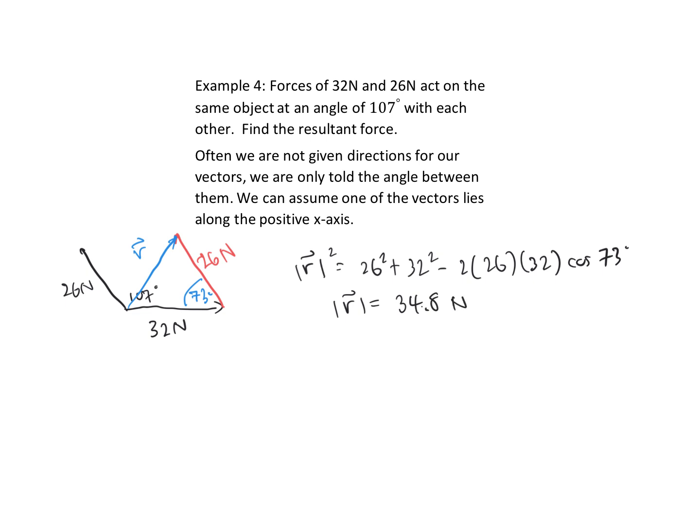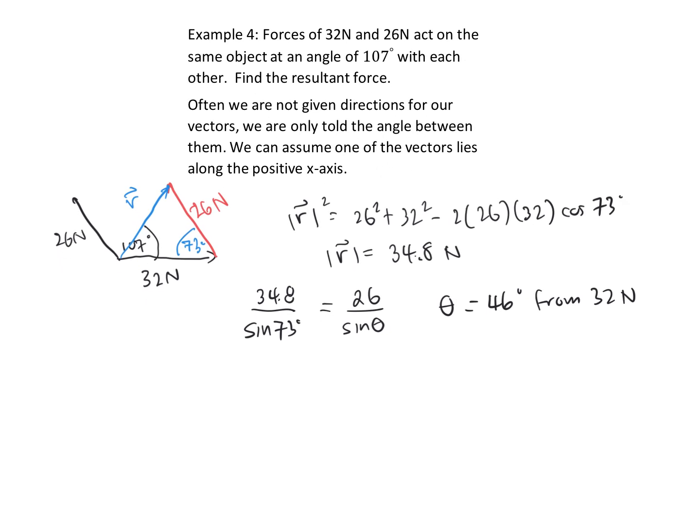And then we could find the direction by using the resultant that we found, 34.8, which is opposite angle 73. We want this angle here, so we'll use the 26, which is opposite that one. And then we'll be able to find the angle of the resultant. And that angle works out to be approximately 46 degrees. And we're measuring that from the 32 Newton force. So that is tip to tail that we did previously.